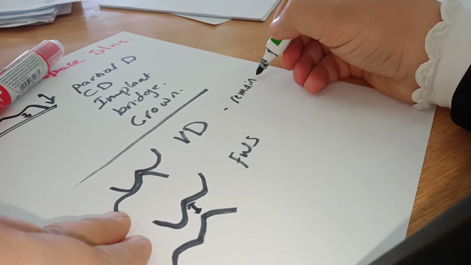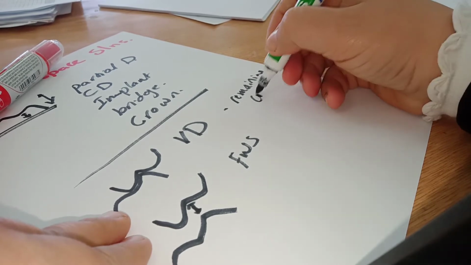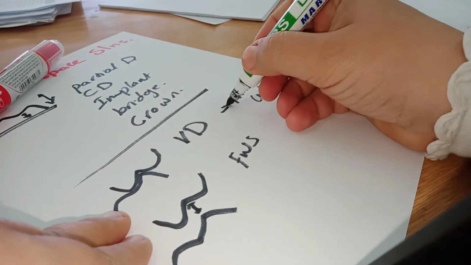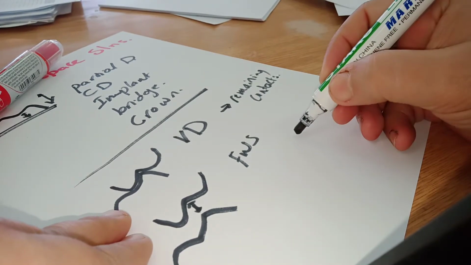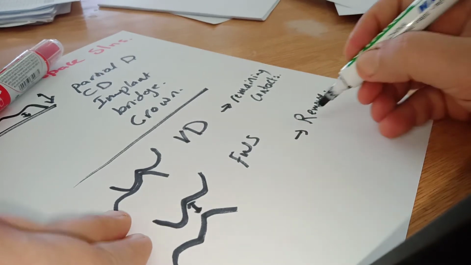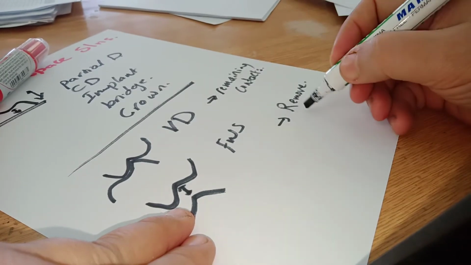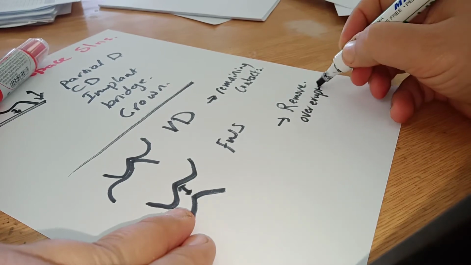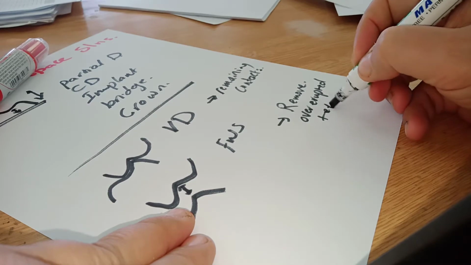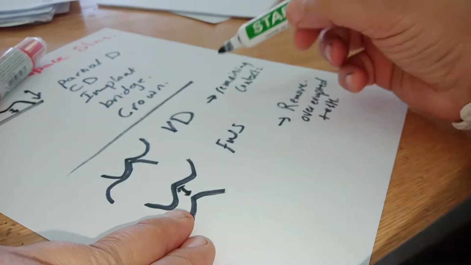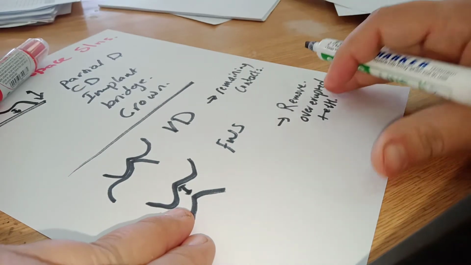So if I'm going to add, I'm going to add at remaining contacts. If I'm going to remove, I'm going to remove from areas of over-erupted teeth. When I'm adding to occlusal contacts, that occurs at the correct vertical dimension.